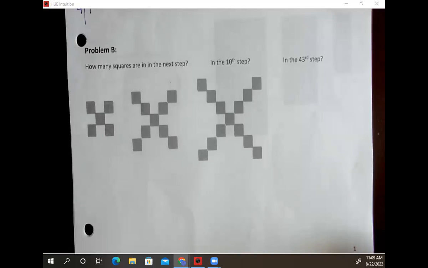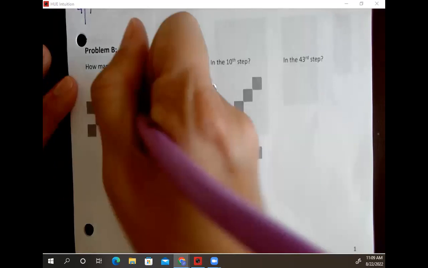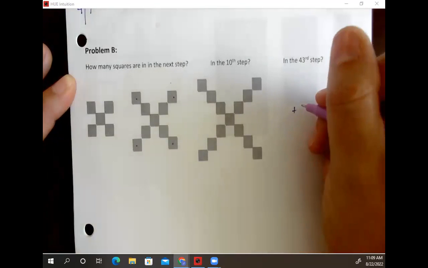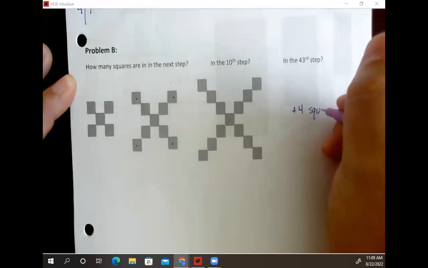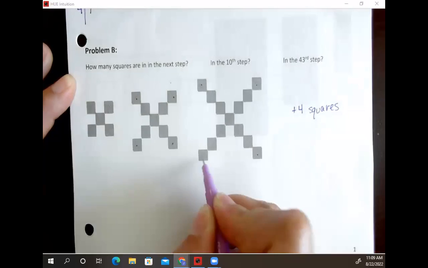Okay, you guys, let's bring it back together. I've heard a lot of good discussions, a lot of good conversations. Let's take a look at B. What's happening with B? What's going on here? What's the pattern? I'm adding 4, right? I start with this shape that's got 5 squares to it, and then I add onto each corner. So I'm going to add 4 each time. We add 4 squares each time. And then the next one, I add on to the corners again.